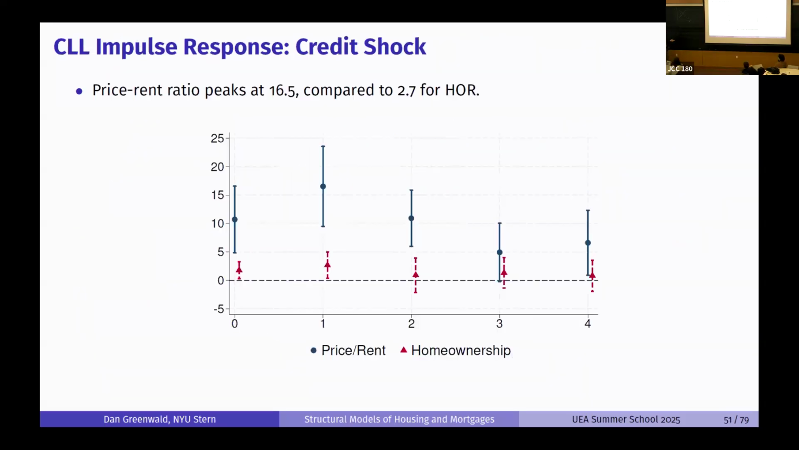So then we run this, and what we find is that the blue is the price-rent ratio, and the red is the effect on home ownership. The units are not that informative, but remember, we're not going for the absolute values. We care about the ratio. The price-to-rent ratio is peaking at about 16.5 compared to about 2.7 for the home ownership rate. So you can see visually that the price-rent ratio is moving a lot more than home ownership, which implies the slope of that curve I was telling you about is kind of steep.